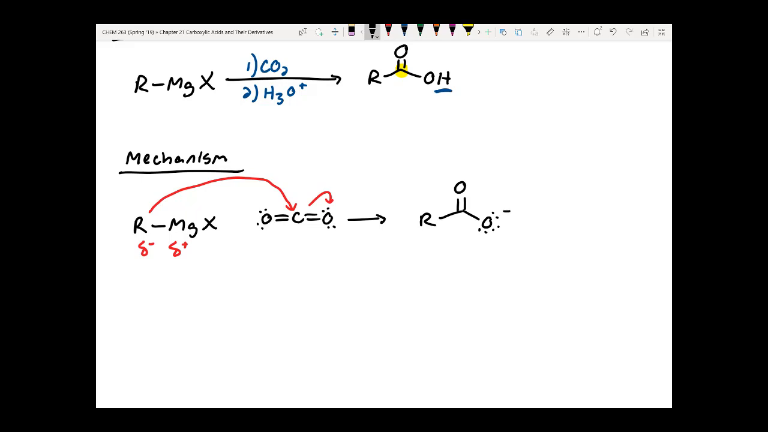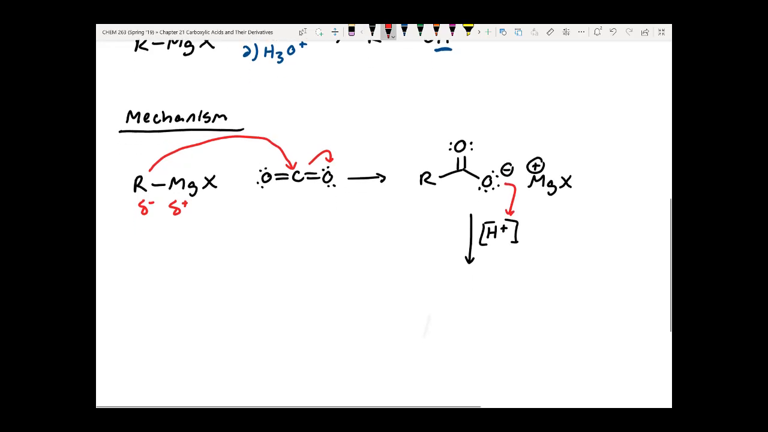It can attack that central carbon and kick up electrons to an oxygen. So one of those oxygens that we have added in would be a negative charge. The countercation will just kind of float around and form an ion pair. And then in the last step, we're going to throw in an acid source to ensure that this ends up with a proton coming right off of it.